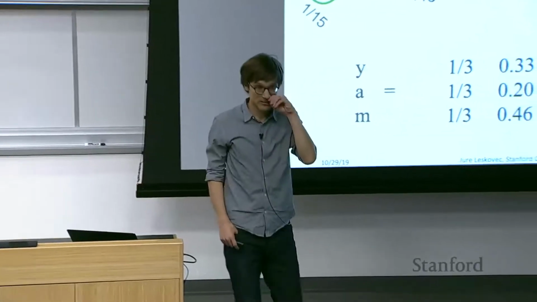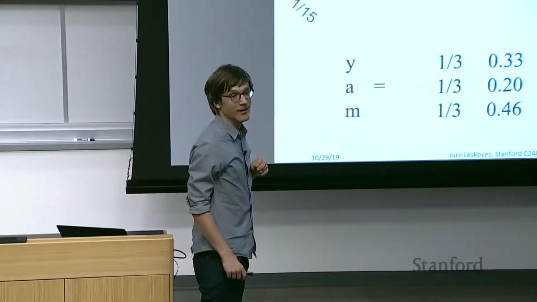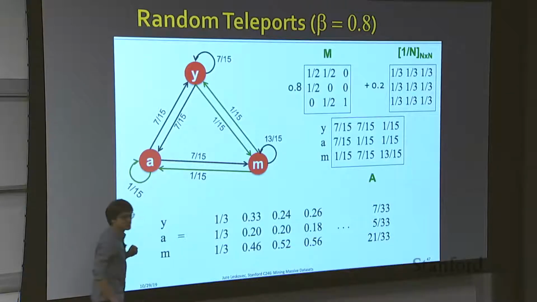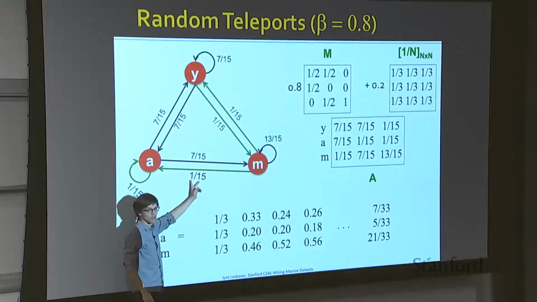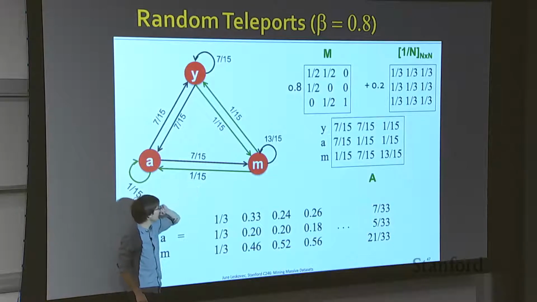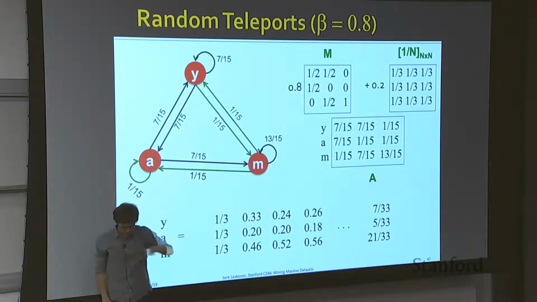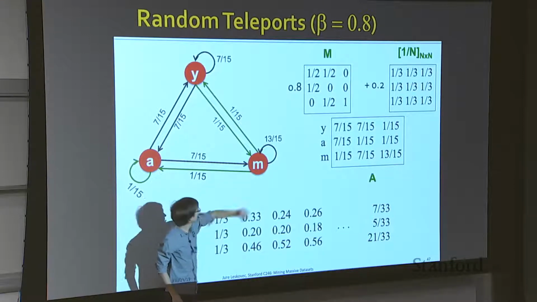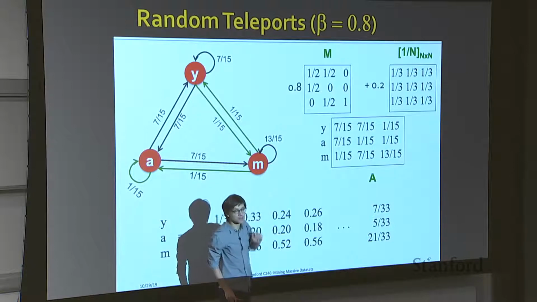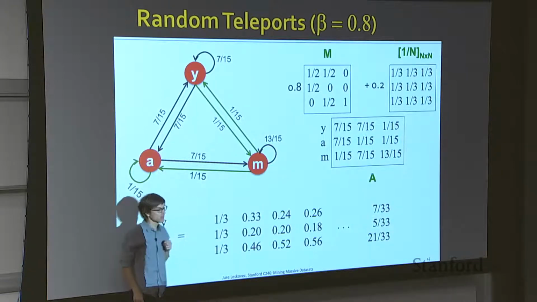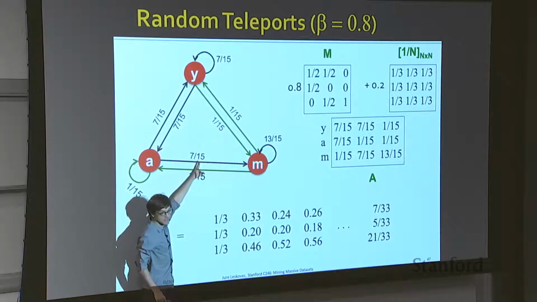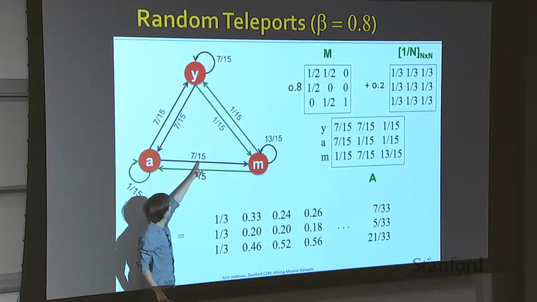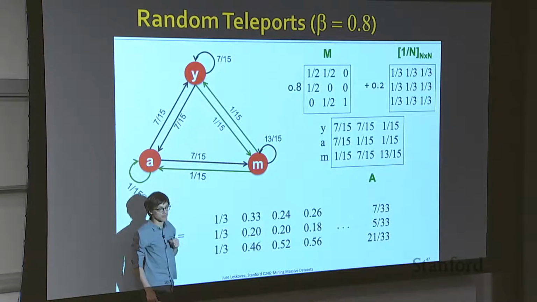Yes? So green denotes the links created by random teleports? Exactly. What I did is I added these links to denote random teleports. And I randomly teleport with 1/15, which is I can jump to any of the 3 nodes, and I will teleport 20% of the time. So it's 1/5 times 1/3, so it's 1/15. While here, why is it 7/15? This is 1/2 plus 1/15 or whatever.